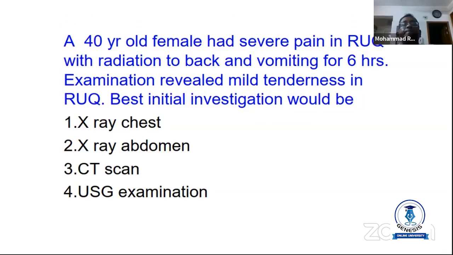Tell me. Anyone can tell me. Sir, ultrasonogram, absolute beauty. This is the right hypochondriac pain, something in the liver, gallbladder. We know gallbladder pain or subphrenic abscess. There's radiation in the back as well as in the shoulder. So initial investigation will be ultrasonogram examination.